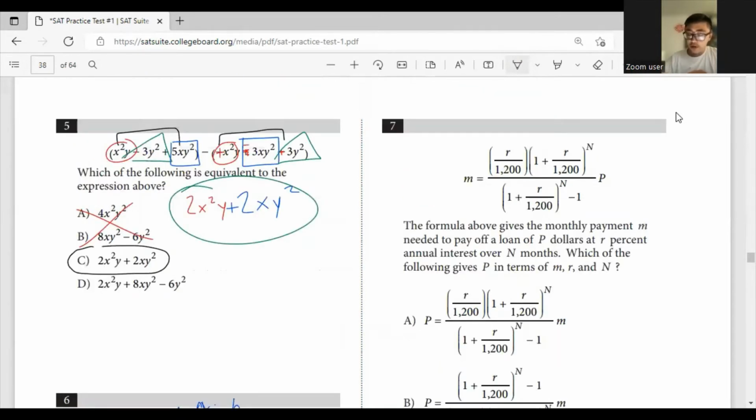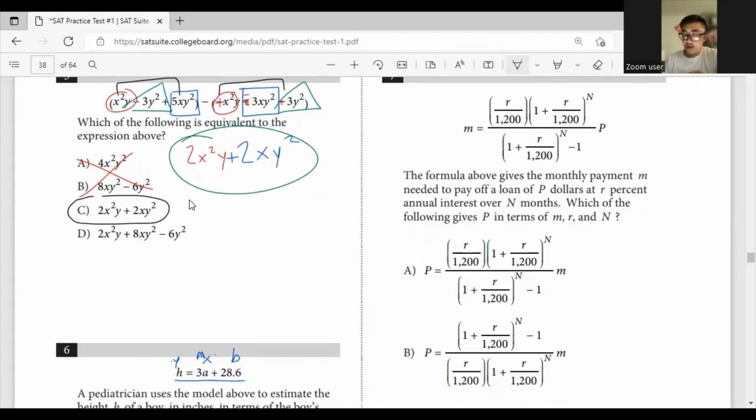Okay, number 7. The formula above gives the monthly payment M needed to pay off the loan of P dollars at R% annual interest over N months. Which of the following gives P in terms of M, R, and N? So this problem looks really hard, but it's one of these problems where you really just want to change some things around. We have the equation M in terms of R and P and N, but now we want to put P on the other side of the equal sign. So we have to think of a way to do that.